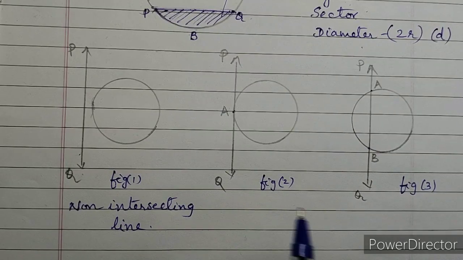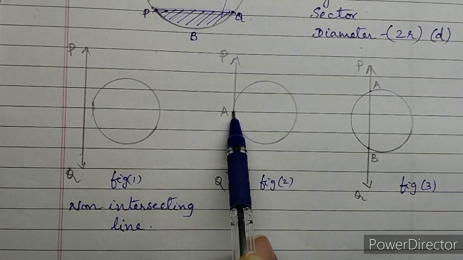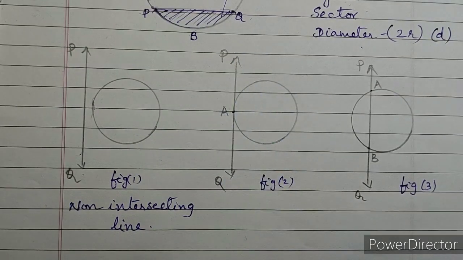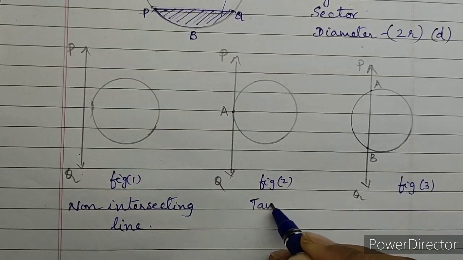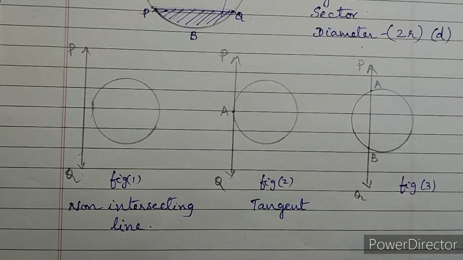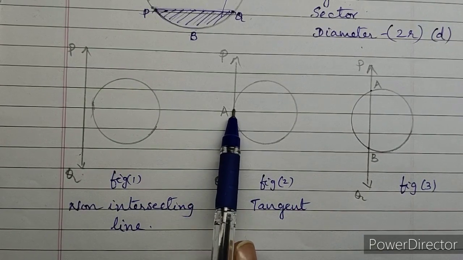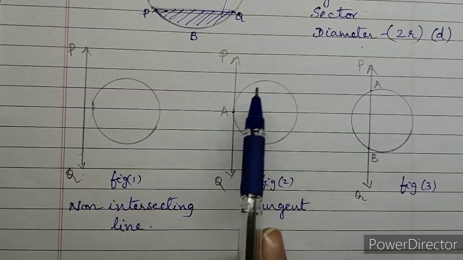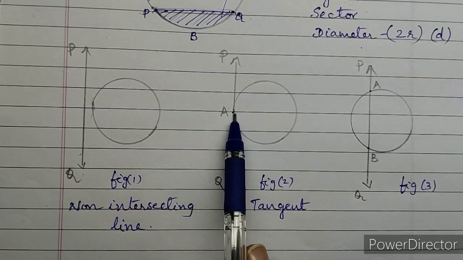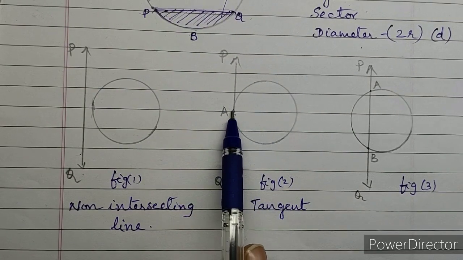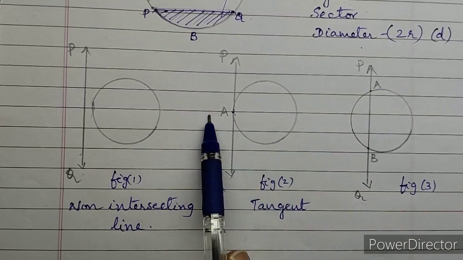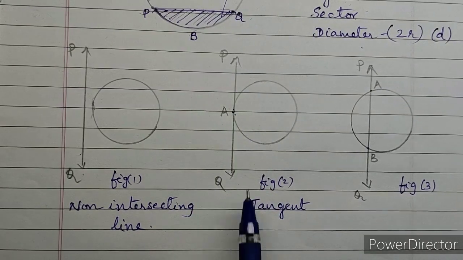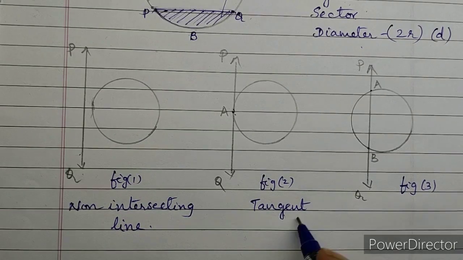Figure 2 you see. It is touching in one point. So there is one common point for the circle and the given line PQ. So in this case, the line PQ, we will call it tangent. If the line touches the circle at one point, or if there is a common point for the circle and the line, then that line you will call a tangent. So PQ is tangent here.